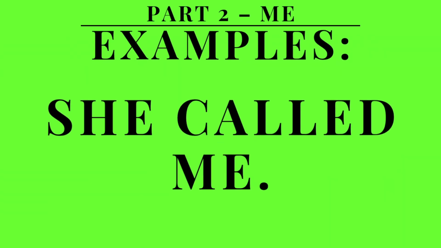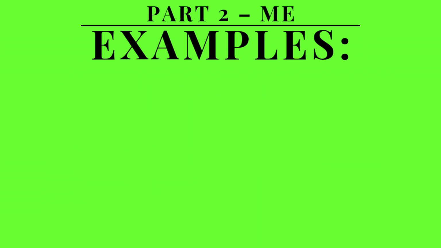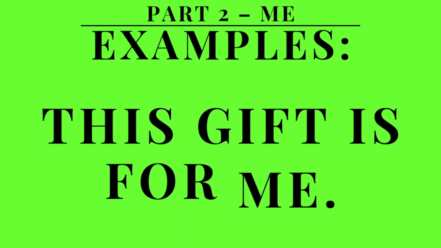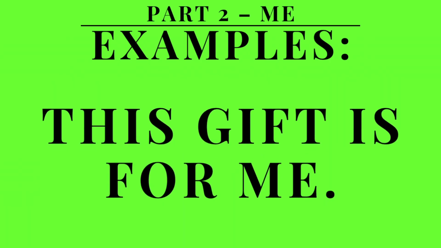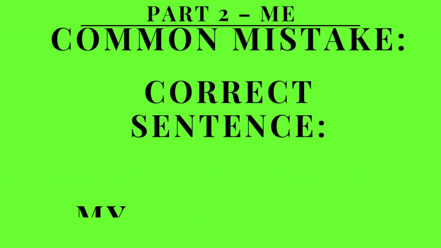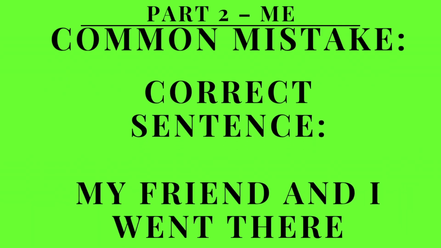Examples: she called me. Can you help me? This gift is for me. Common mistake: my friend and me went there. Correct sentence: my friend and I went there.